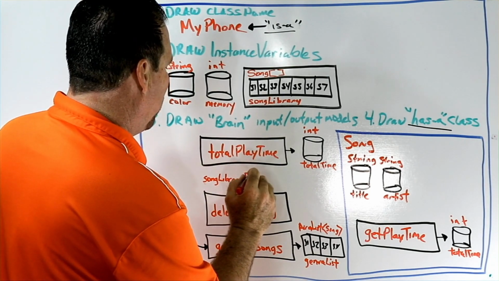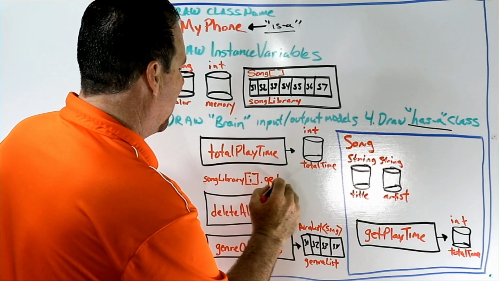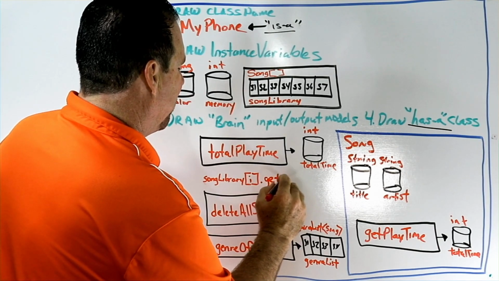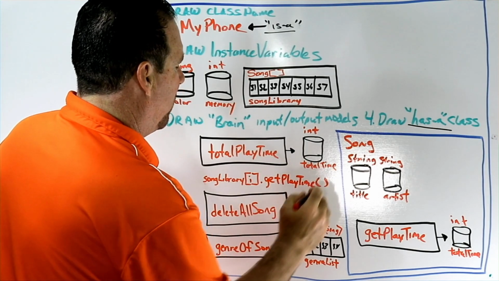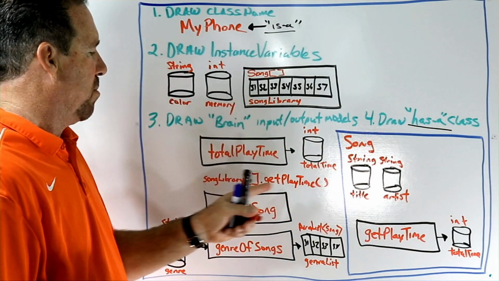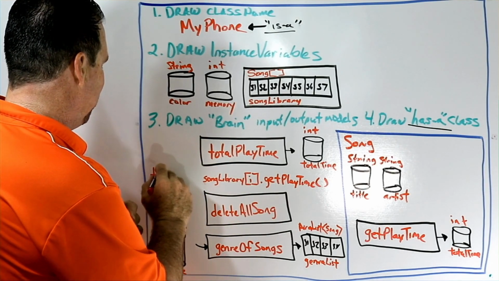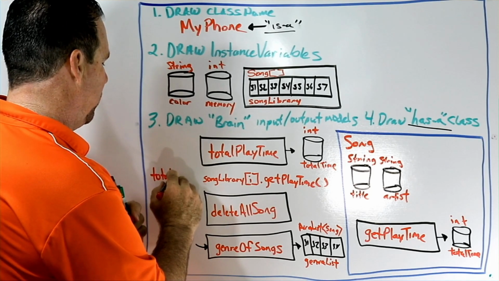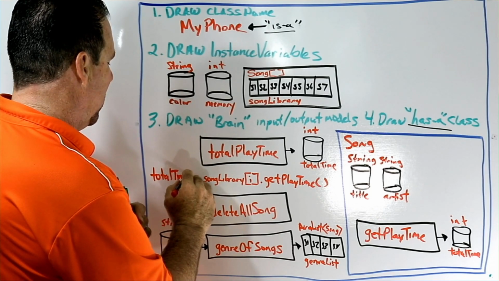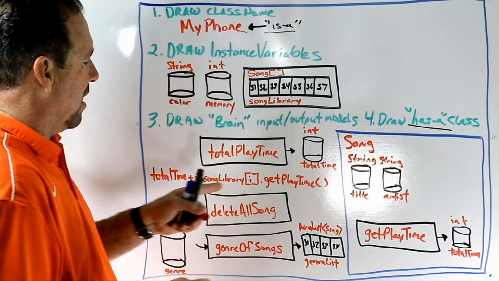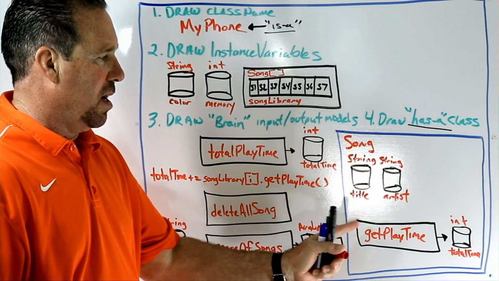Okay, and if we loop through using a for loop, we just have to go dot get playtime. So we go through and get every one of their playtime, and if we're adding them up, we could always do something like total time plus equals song library. So this one's already coming together just because I saw the song class.